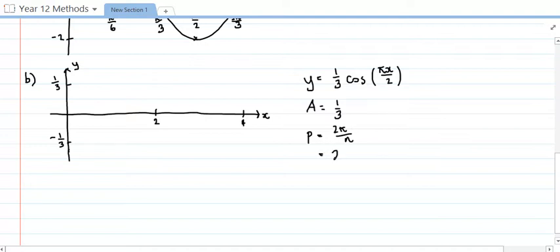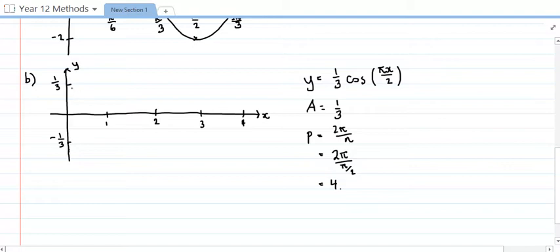So 2π over π/2. The π's cancel each other out, and we are just left with 4. So this is why I've got the 4 here. Again, I said that the 2 would be an important feature, and we'll be back here with 0 as well. So the value of 1 is going to be important, as is the value of 3.